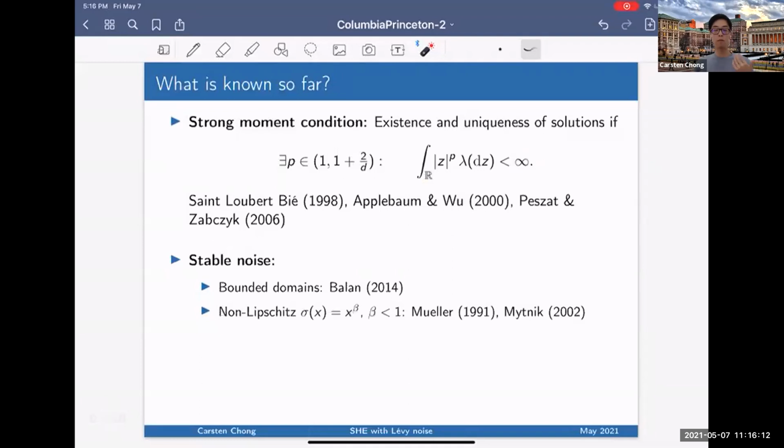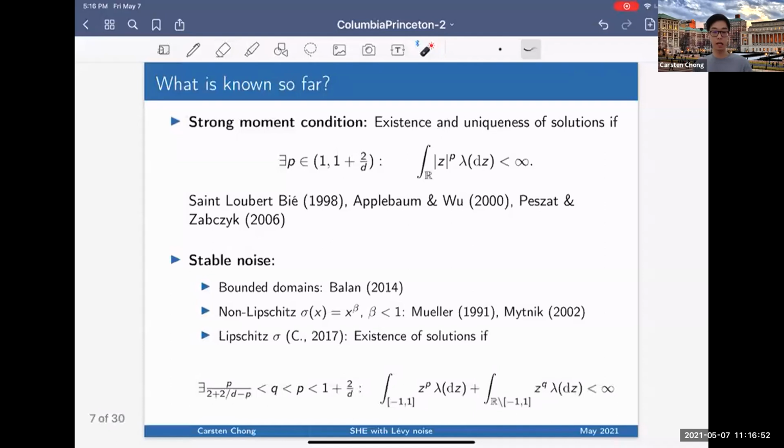When you go to the whole space, there are also two other papers that I would like to mention, one by Müller and one by Mitnick, where they consider solutions to this equation, but for a non-Lipschitz sigma. So it's this function x to the beta smaller than 1. And these types of equations are connected to the study of super Brownian motion with alpha stable branching. I won't go into detail at this point here, because the equations that we are going to consider are very different from this equation, because we have a Lipschitz function here. So actually we will consider linear functions.